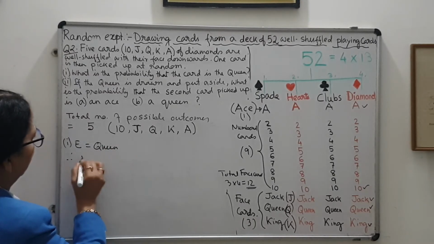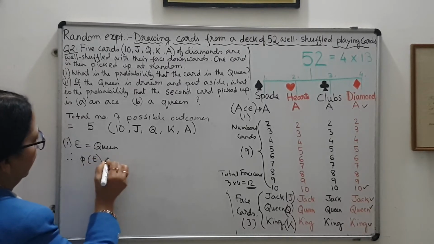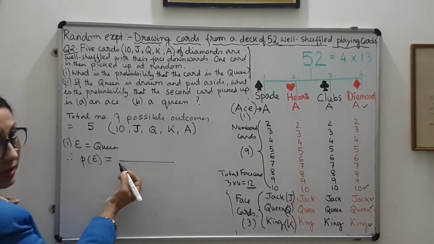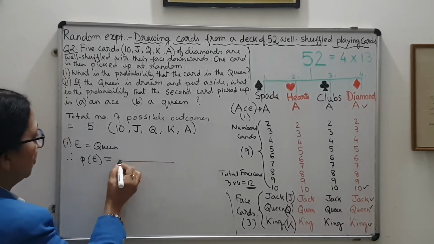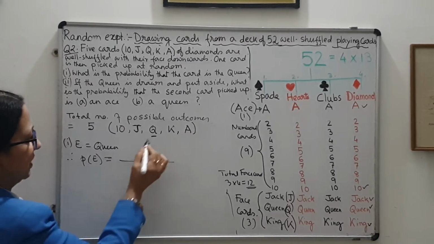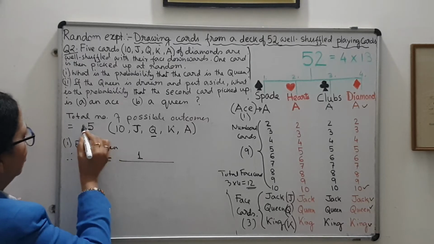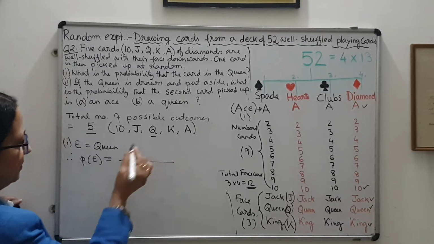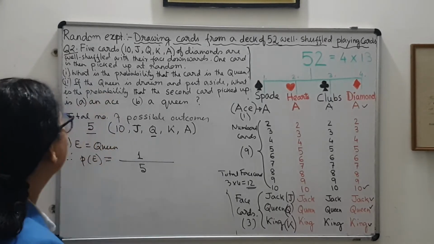So therefore the probability is number of favorable outcomes upon total number of possible outcomes. So favorable outcome is only one Queen is there, so it is 1, and total number of outcomes possible is 5. So this is the answer. 1 by 5 is the probability of this event, first part.